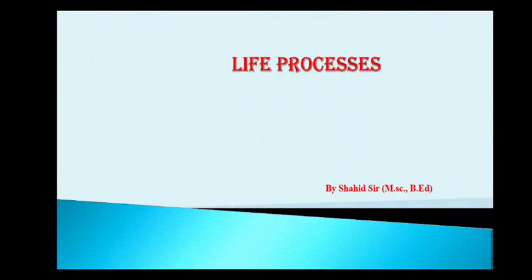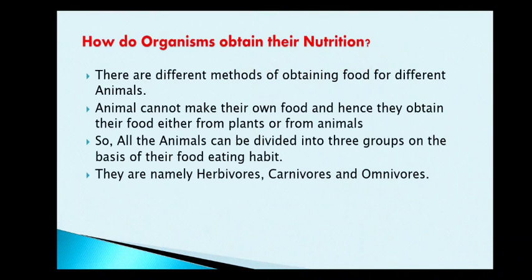So we were discussing life processes. Our next topic is how do organisms obtain their nutrition. As we have already discussed, the types of nutrition in different organisms is different. Plants are autotrophic and animals are heterotrophic. In this, we'll discuss the mode of nutrition in animals.